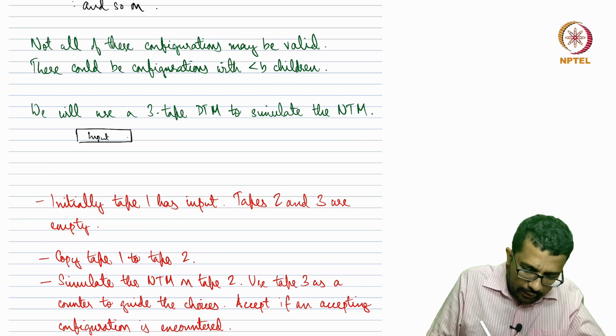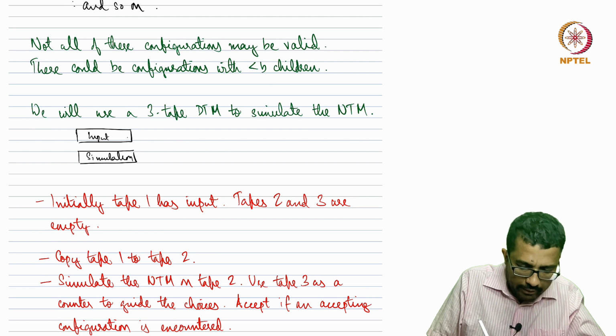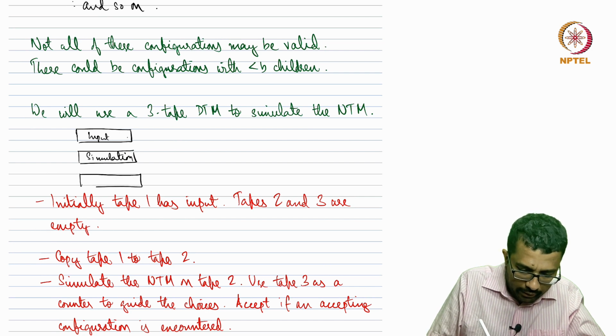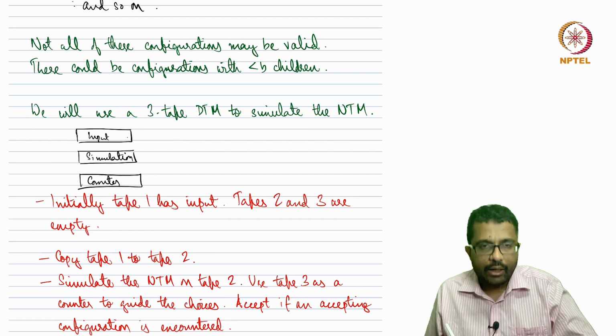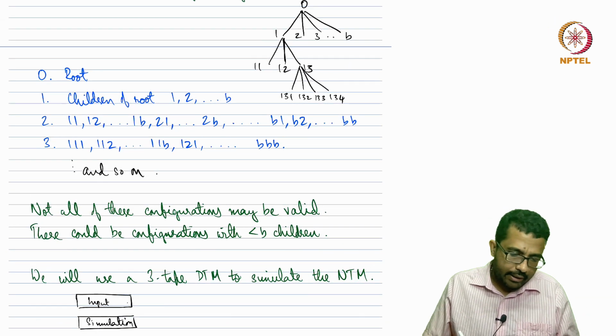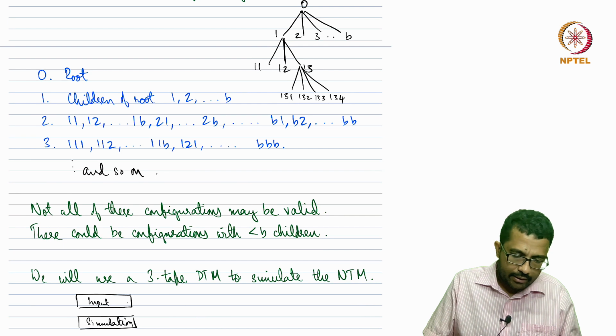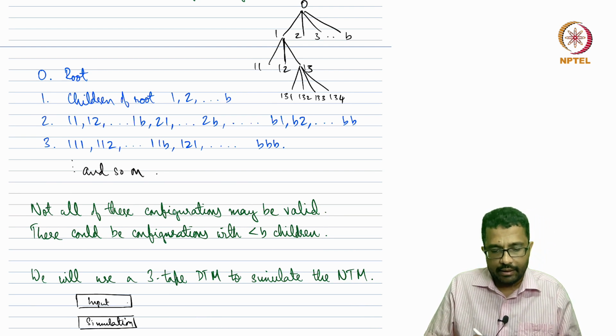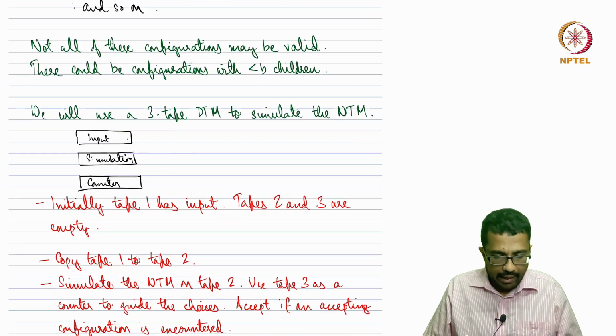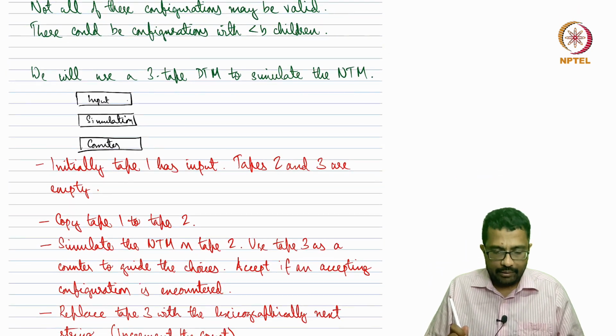Tape 2 we use it for the simulation. So this we will use it for the simulation of the non-deterministic Turing machine, and tape 3 has the counter. When I say counter, I mean we are trying to generate all these things, right? Root, then 1 2 up to b, then all the 2-digit codes, then the 3-digit codes, and so on. So that is generated in the third tape, right?